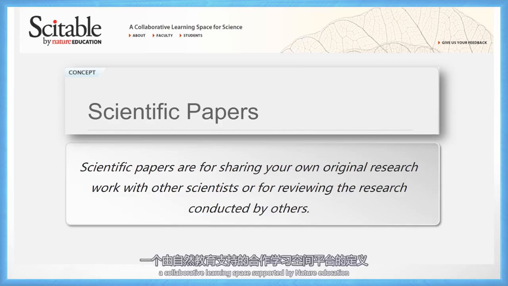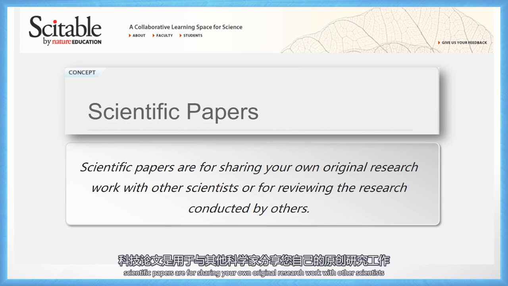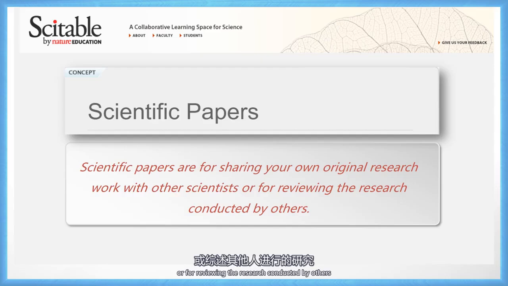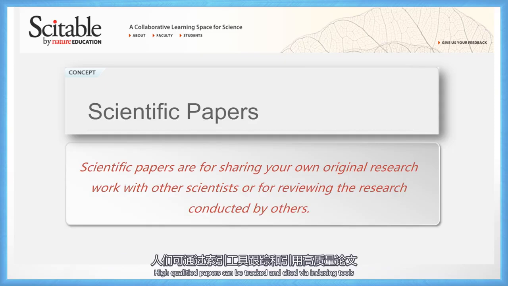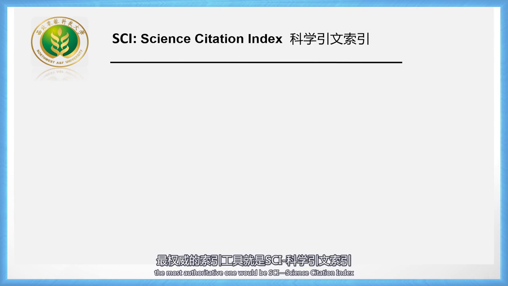According to Citable, a collaborative learning space supported by Nature Education, scientific papers are for sharing your original research work with other scientists or for reviewing research conducted by others. As such, they are critical to the evolution of modern science, in which the work of one scientist builds upon that of others. High-quality papers can be traced and cited via indexing tools. Currently in the science world, the most authoritative one would be SCI, Science Citation Index.